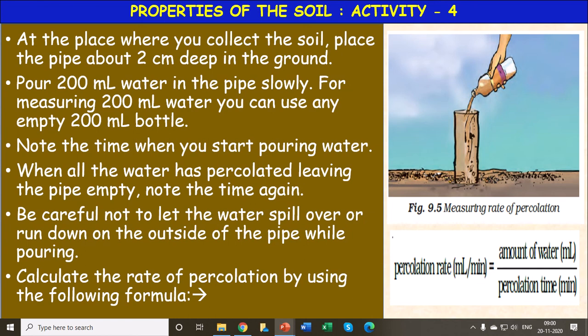For example, suppose that for a certain sample it took 20 minutes for 200 ml of water to percolate. So what is your calculation? The rate of percolation is equal to 200 ml divided by 20 minutes, which equals 10 ml per minute. Twenty tens are 200, so 10 ml per minute. Calculate the rate of percolation in your soil sample by using this formula.